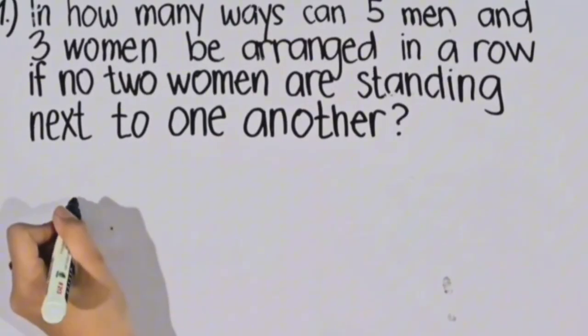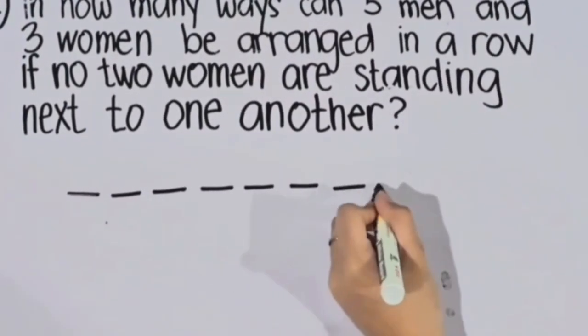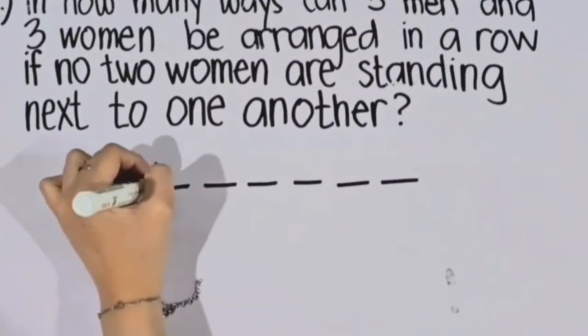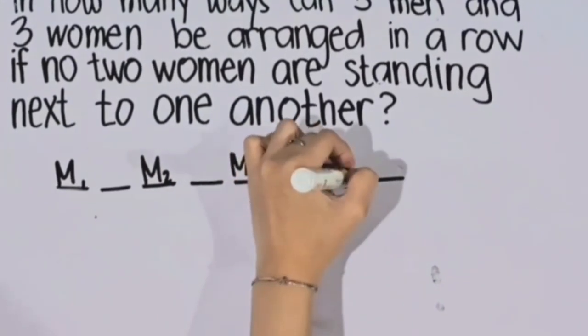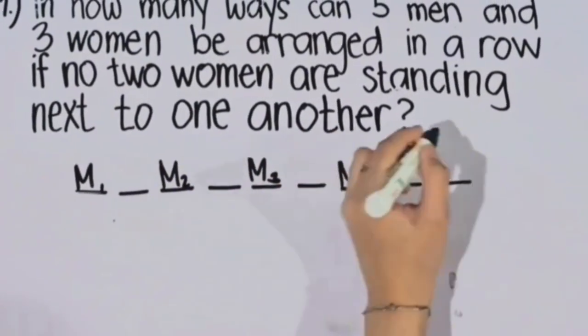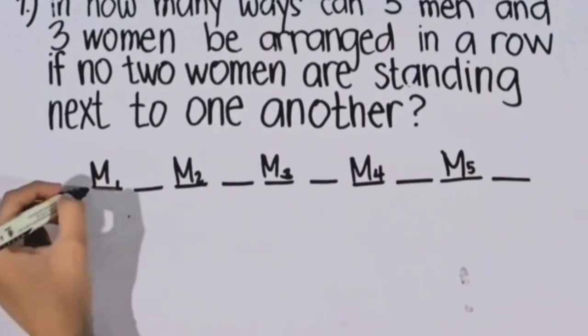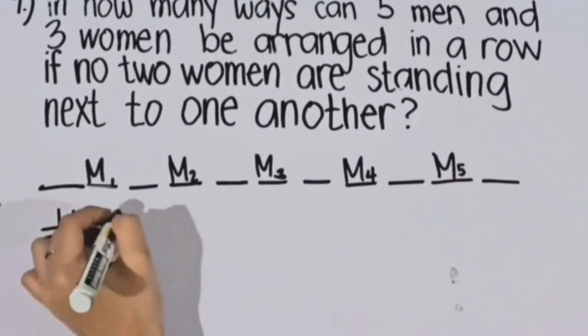The first thing we can do to solve this problem is to visualize it. So we can make a total of 11 underscores, which will represent the possible arrangement of where these people can situate themselves. Given in the problem, the women should not stand next to one another. Hence, we chose these spots for the men. Now that we can visualize the problem, we can start to solve it.